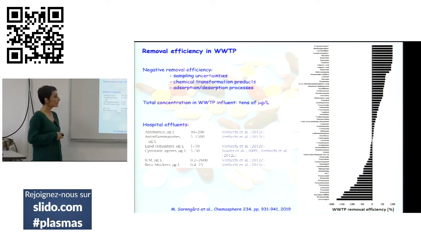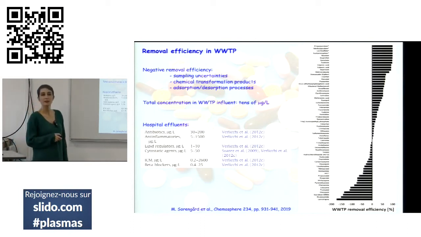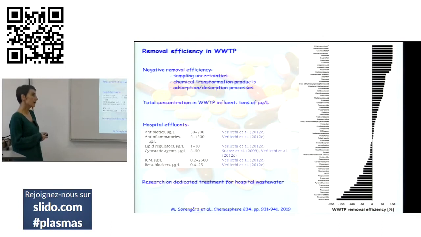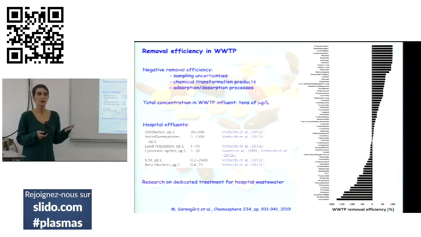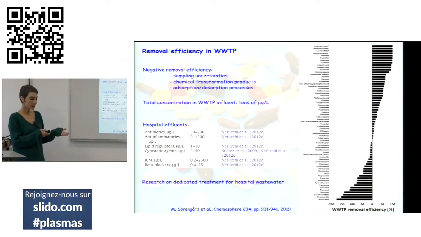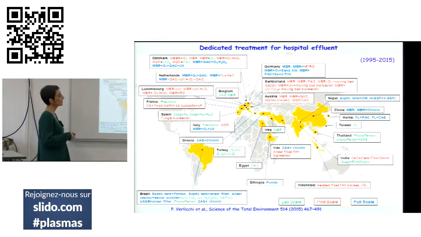And if we look at hospital effluents, the concentrations are much larger. So only for antibiotics, there are tens to hundreds of micrograms per liter in the hospital effluent, and for anti-inflammatories, the concentrations go up to milligram per liter range. And then there is a lot of research focused on dedicated treatments for hospital wastewater. So the idea is to treat the hospital wastewater directly at the source, separately from municipal wastewater. And this map illustrates such research.